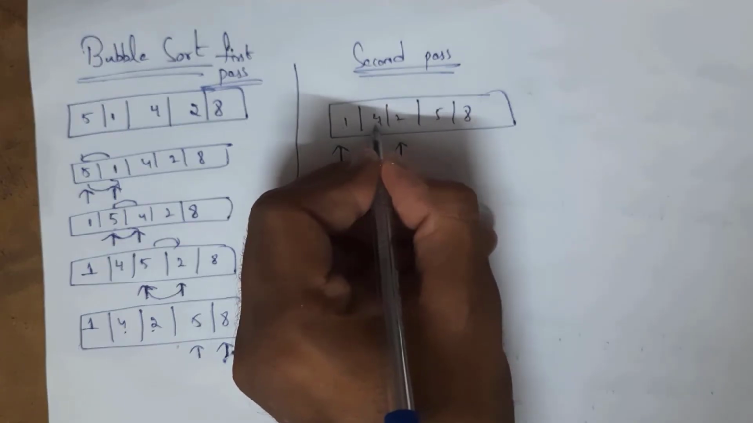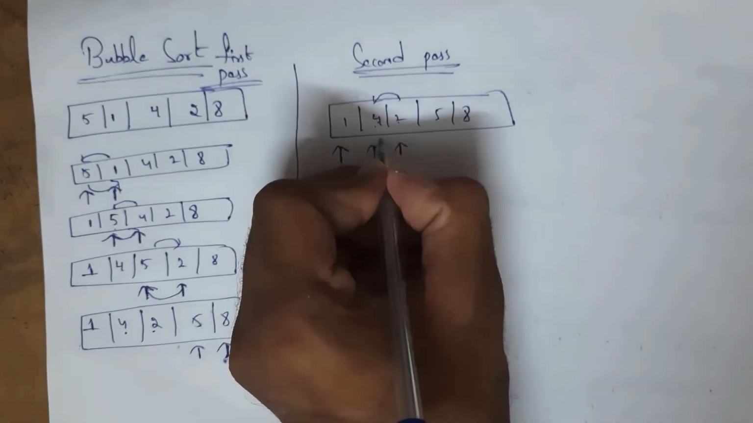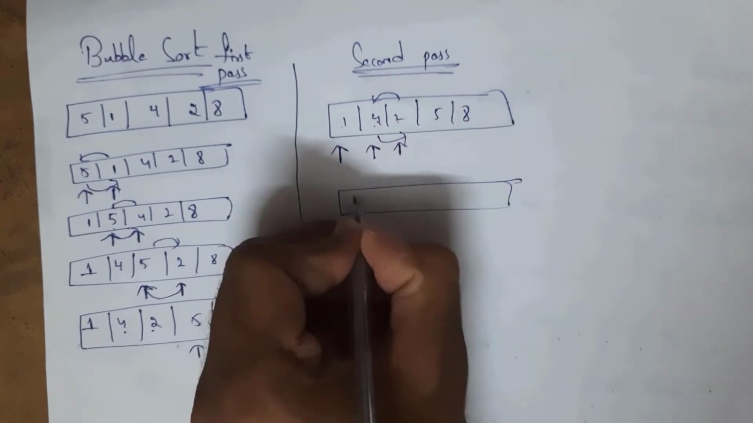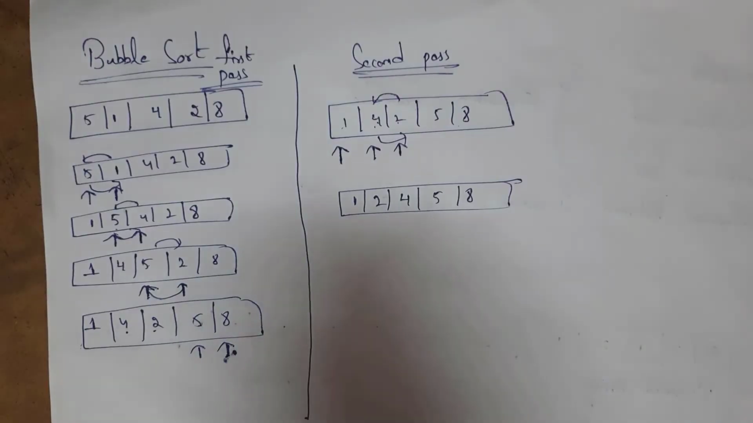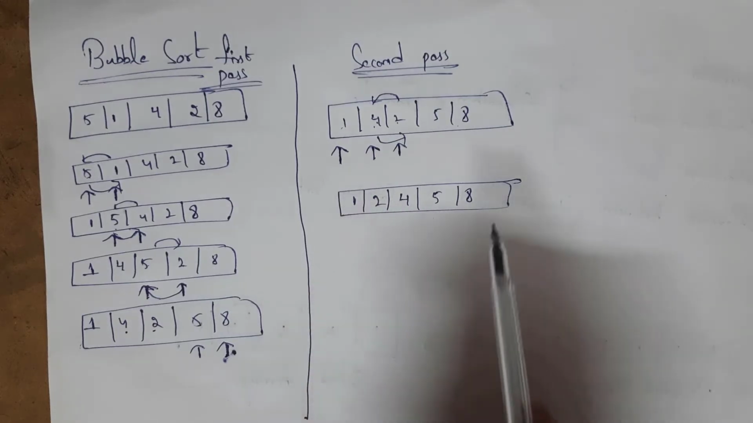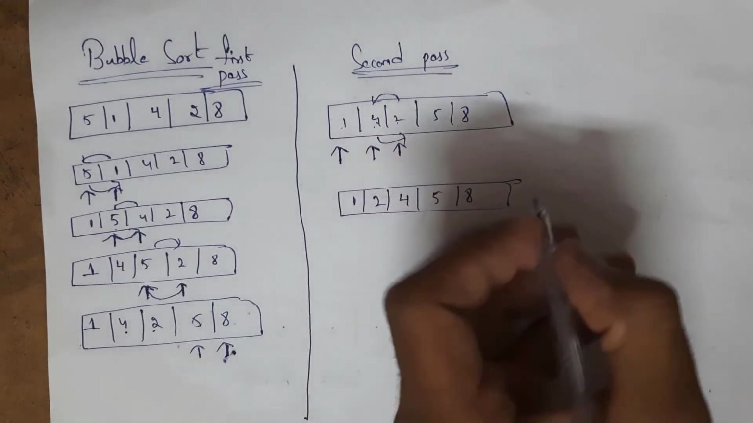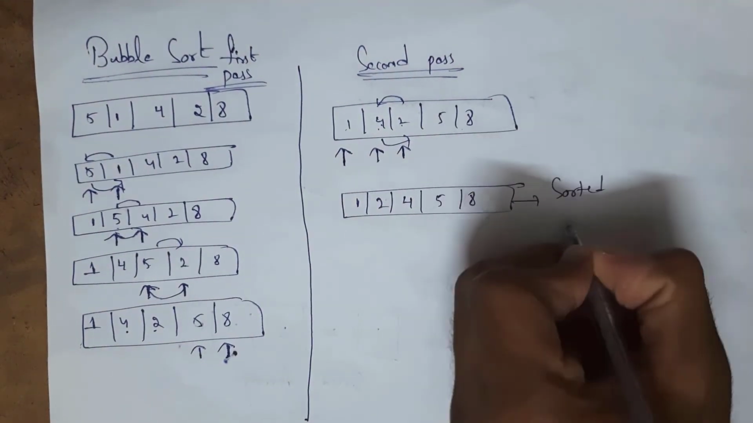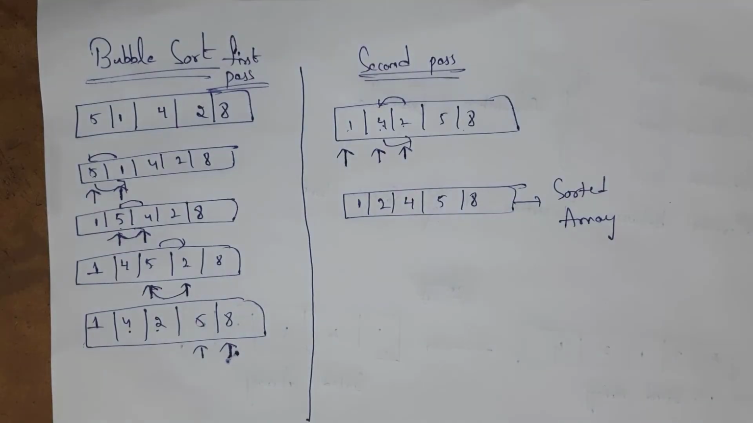Here 2 should be here and 4 should be here. So exchange these both adjacent elements. After sorting, my array looks like this: 1, 2, 4, 5 and 8. Now all these elements are in ascending order, that is from small to big. So we can stop sorting. Now this is considered as a sorted array because all these elements are in proper order. This is how we perform sorting by using bubble sort.